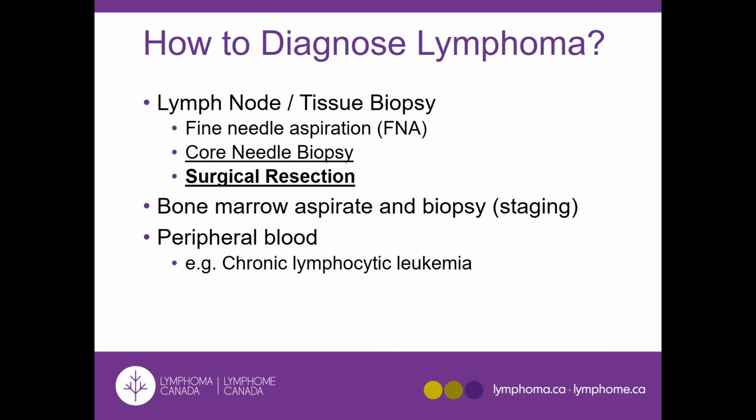So very important to get at least what's called a core needle biopsy, where we get a much thicker needle to get a piece of the lymph node, or really the gold standard we try to get, but is sometimes difficult, is a surgical resection, so taking out the whole lymph node. So depending on where the lymph nodes are, that sometimes can be easy, like around the neck area, but if it's in the belly area, for example, that might be quite difficult.